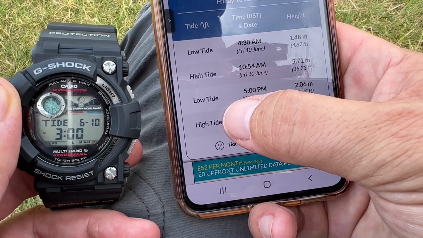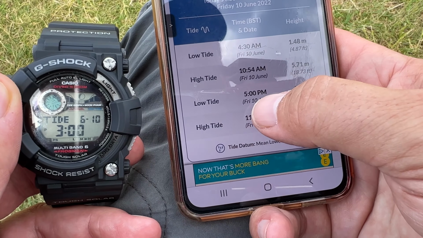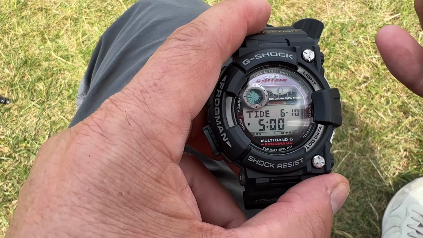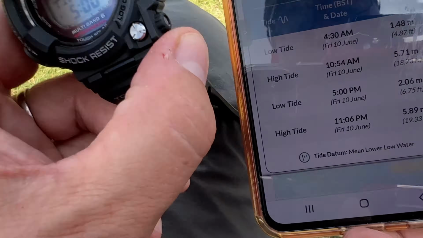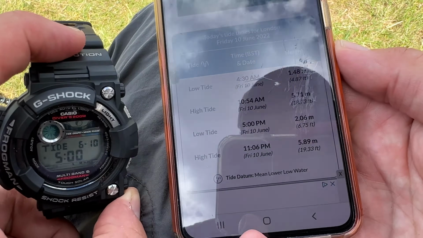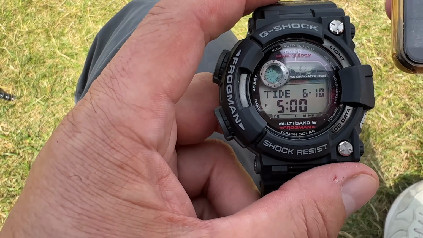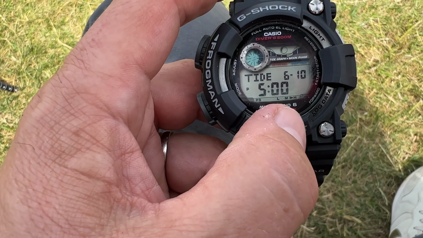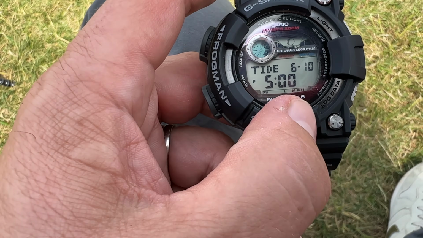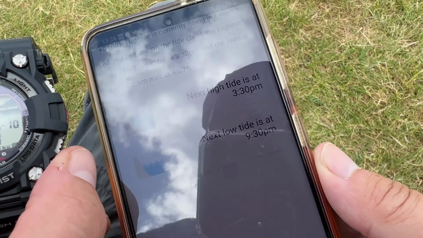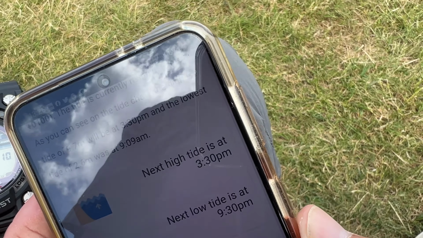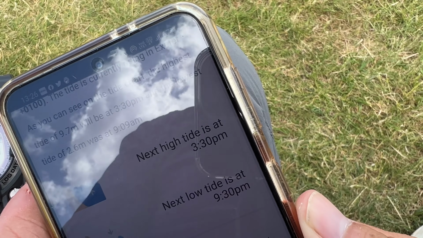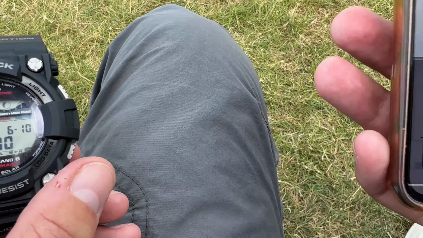So you can see that low tide is 5 PM here, but you could set this to this. Although interestingly, when I looked at the tide time for London the other day, it was actually a little bit more accurate. Here for Exeter, it shows the next high tide is 3:30 PM.